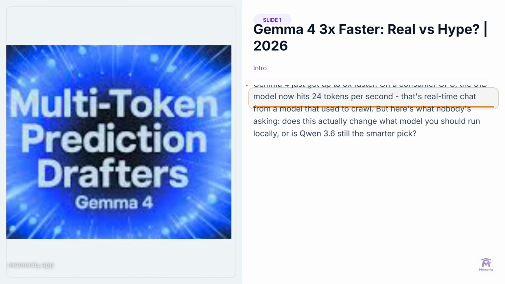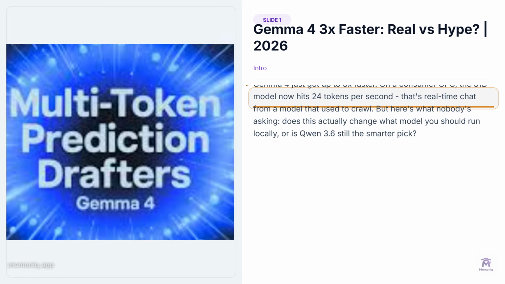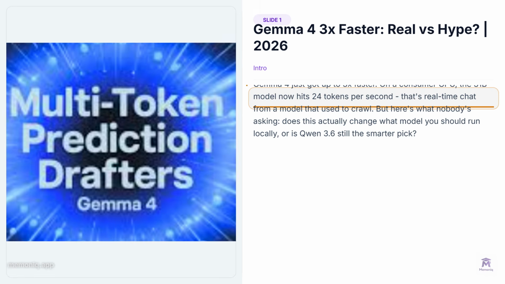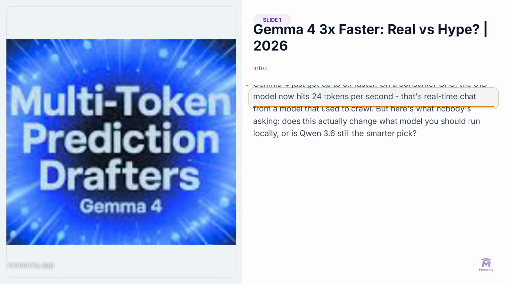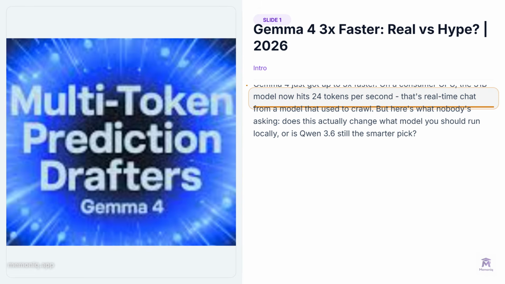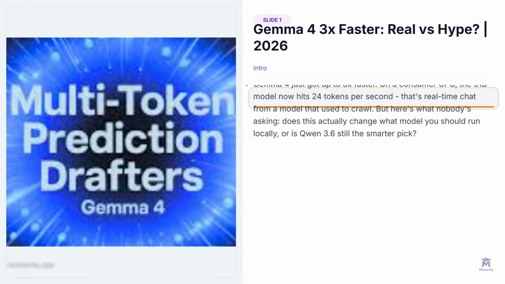Gemma 4 just got up to 3x faster. On a consumer GPU, the 31B model now hits 24 tokens per second. That's real-time chat from a model that used to crawl. But here's what nobody's asking: does this actually change what model you should run locally? Or is Qwen 3.6 still the smarter pick?